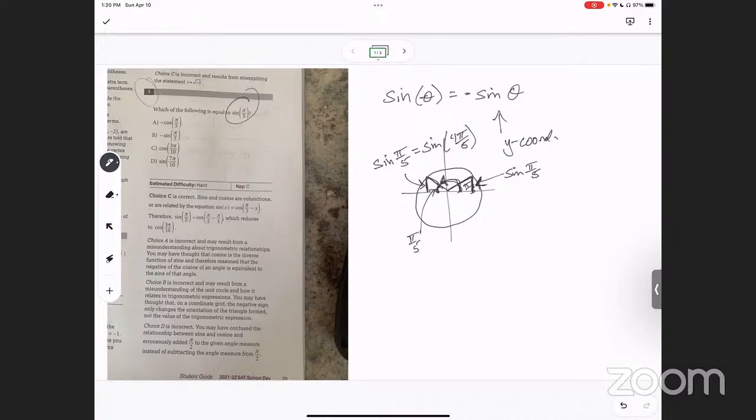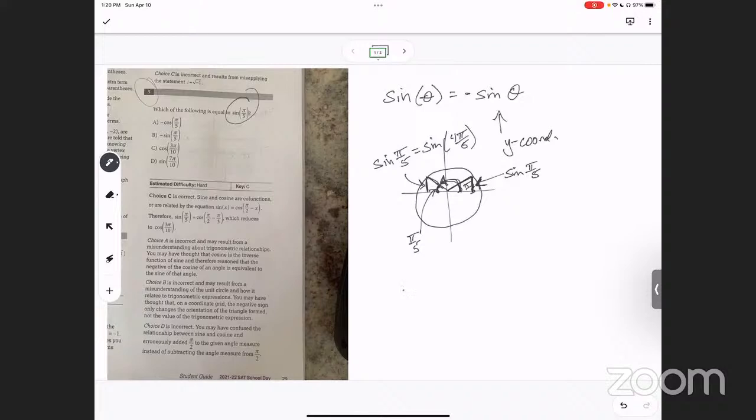So, let's see. Okay, I'm trying to think of how they expect you to do this problem so I can explain it to you.